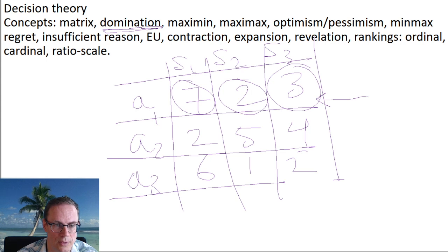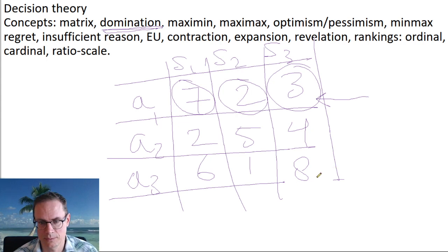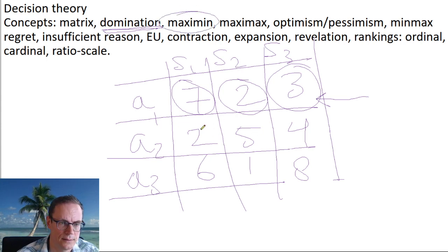But of course, that would make it too simple, so we add 8 to this outcome. Now A1 does not dominate A3, and it doesn't dominate A2 either. Okay, so we saw some principles for deciding. Maxi-min says, look at the minimum outcome for each action and choose the one with the highest minimum outcome. Well, the minimum outcome in A1 is 2. The minimum outcome in A2 is 2. And the minimum outcome in A3 is 1. So here A1 and A2 would be best.